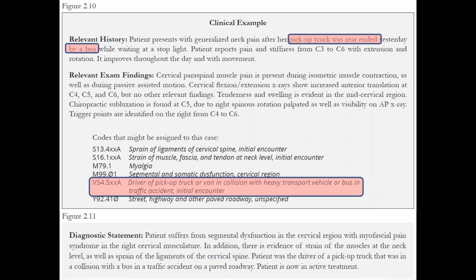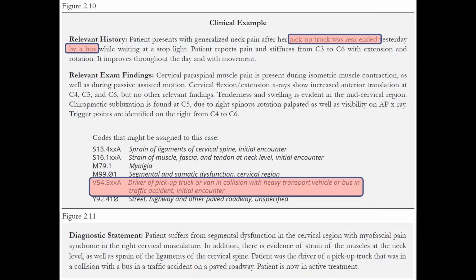External cause codes describe where a patient was or what they were doing when they were injured, okay? And they are not required according to the guidelines, but they might be someday. I think they can be helpful for workers' comp or auto accident cases. I'm not aware of any payers that require them, but you can use them if you understand them well enough. So this code says driver of pickup truck or van in collision with heavy transport vehicle or bus in a traffic accident, initial encounter. And if you look up there in my history, I've included some information that supports some of the data in that code, but that code really has, I think, 4 or 5 bits of information in it, okay?